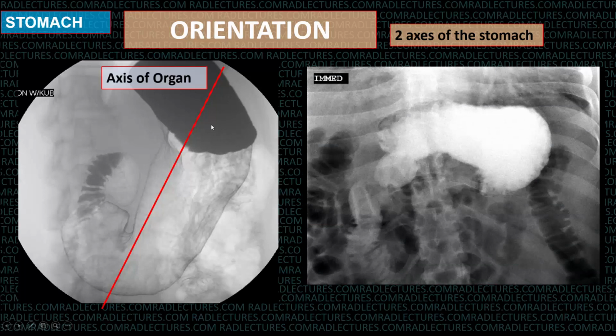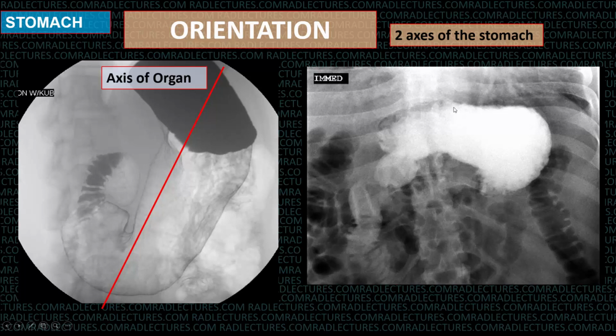So let us see the difference between these two. Here, this is the fundus. This is the lesser curvature here. Here, the lesser curvature is lower. And this is the greater curvature, which is inferior here. Here, the greater curvature is higher. So the stomach is flipped on itself.